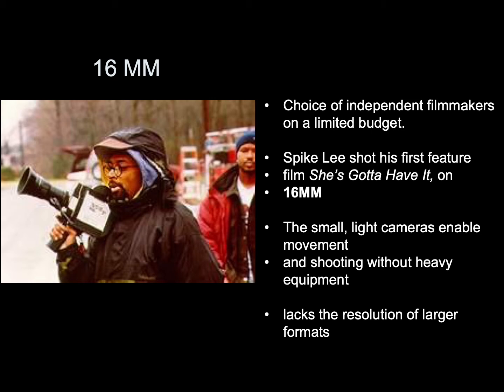16mm, choice of independent filmmakers on a limited budget. Spike Lee shot his first feature, She's Gotta Have It, on 16mm. The small, light cameras enable movement and shooting without heavy equipment. While less expensive than IMAX and 35mm, 16mm lacks the resolution of larger formats.